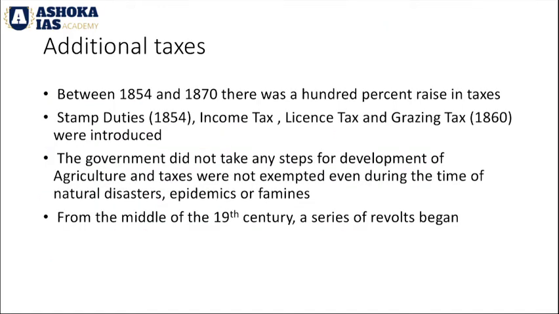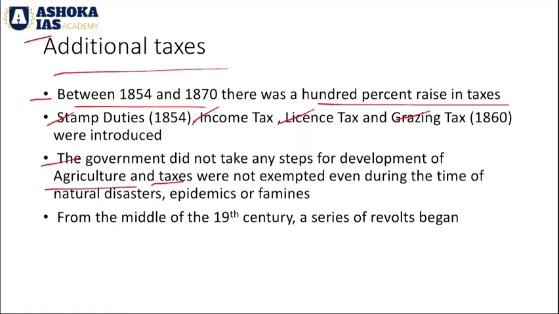What were the additional taxes which were imposed? Between 1874 and 1870, there was a 100% raise in taxes. A lot of additional taxes like stamp duties, income tax, license tax and grazing tax were introduced, and those kinds of taxes were absent during the time of the Ahom monarchy. The government also did not take any steps for the development of agriculture, and taxes were not exempted even during natural disasters, epidemics or famines.